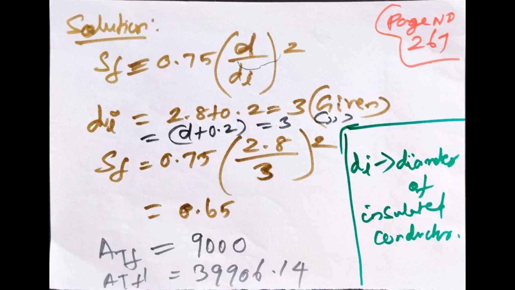Continuation of solution. SF is equal to 0.75 bracket of D divided by DA whole square. DA is equal to 2.8 plus 0.2, that is equal to 3, as given. SF is equal to 0.75 bracket of 2.8 divided by 3 bracket square. DA is the diameter of the insulated conductor. SF is equal to 0.65. ATF is equal to 9000. ATF dash is equal to 39906.14.